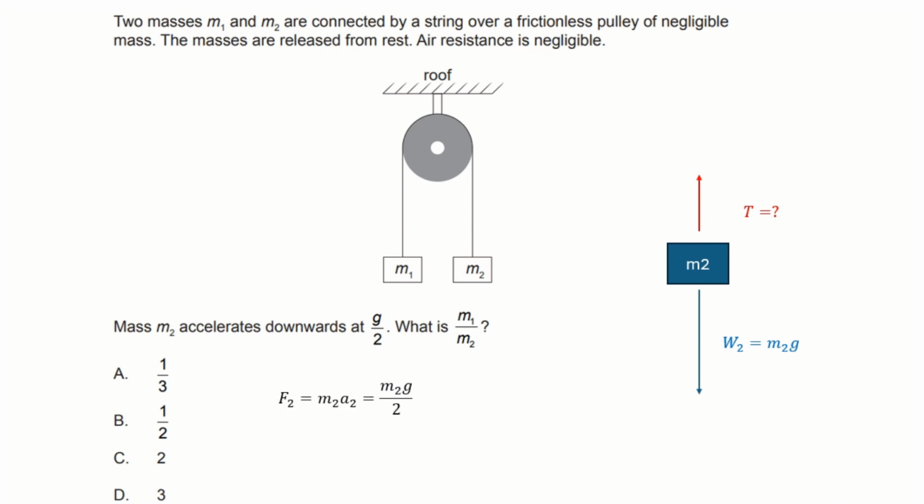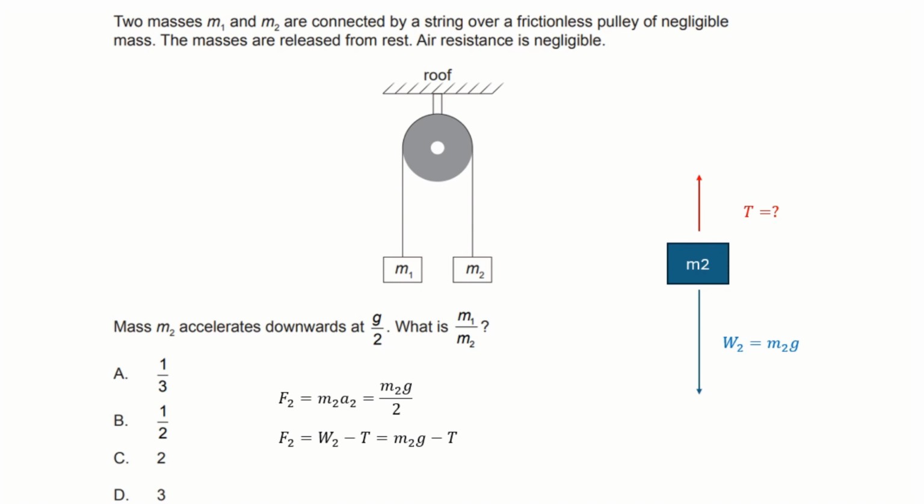I'm firstly going to say that the force on 2, the resultant force, must be equal to the mass of 2 times the acceleration of 2. We know the acceleration of 2 is g over 2. Well, I also know that the net force on this thing has got to be the weight, which is acting downwards, take away the tension, which is m2g minus T.